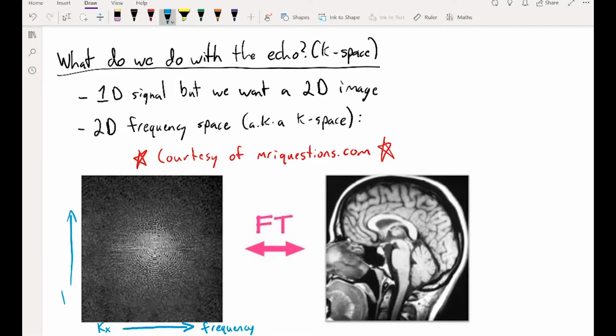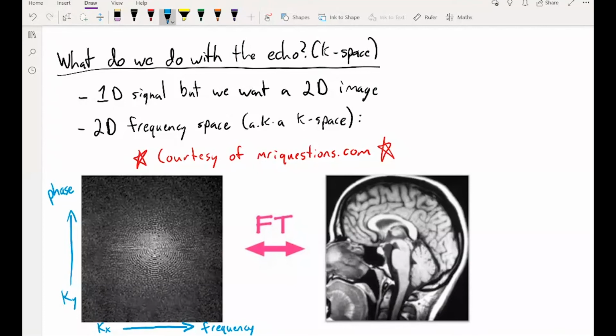This direction, or the ky direction, is representing differences in phase, different phase conditions. So the reason that we're varying our phase gradient in that previous example, or any pulse sequence, is because we need to fill out different lines of k-space in the y direction in order to collect a two-dimensional set of information that will allow us to compute a two-dimensional image.